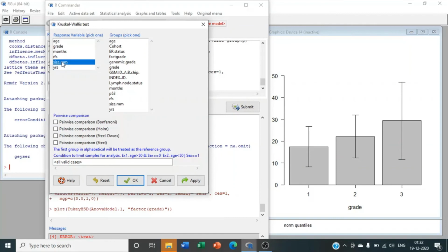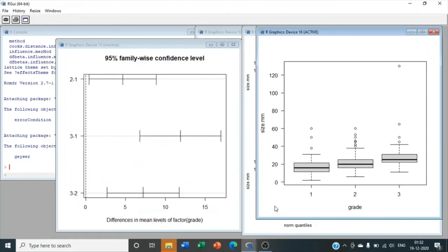Response variable is size in this case. The group is grade. And if the result is statistically significant, we would want to do a pairwise comparison later. So we check out one pairwise comparison algorithm. I prefer the Steel-Dwass pairwise comparison for a Kruskal-Wallis test. I click on that. I click OK.